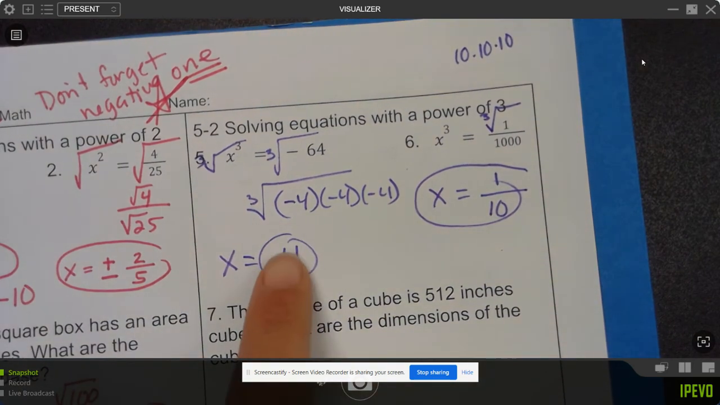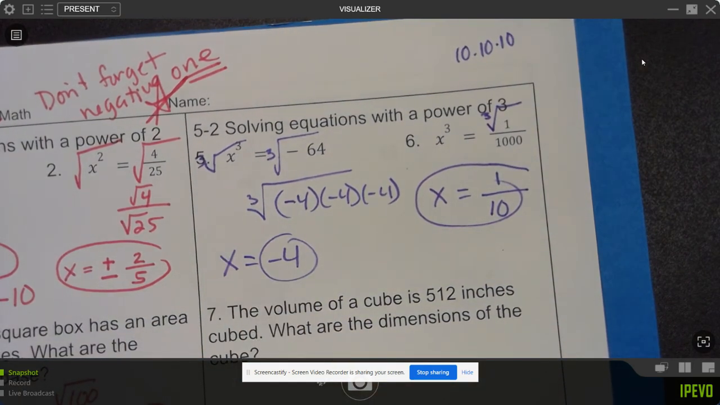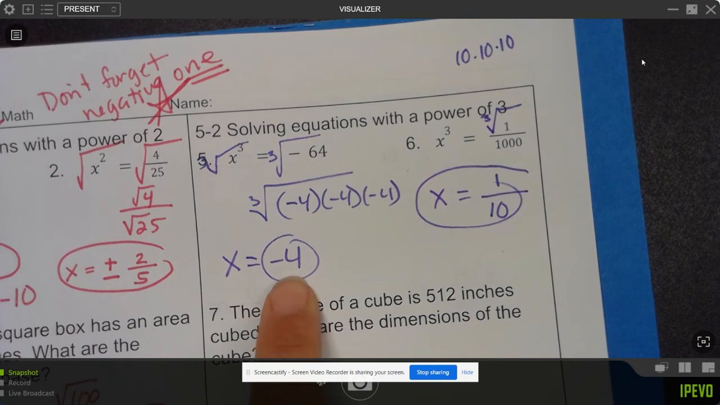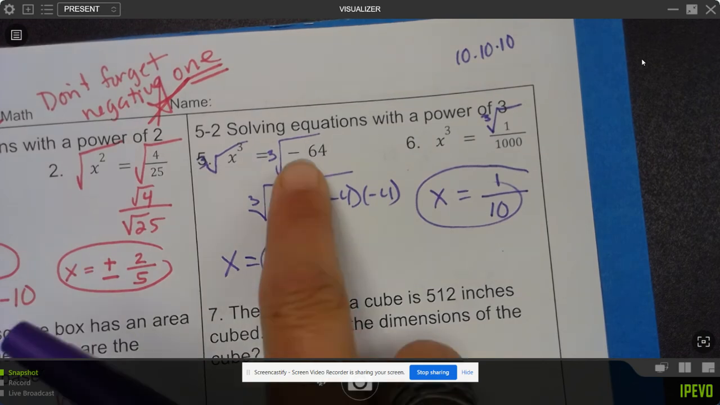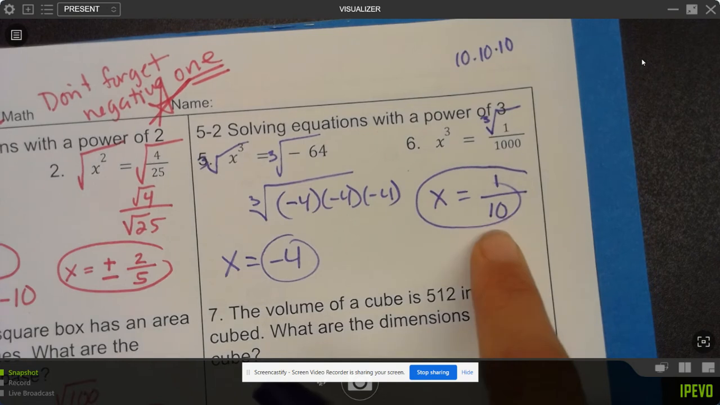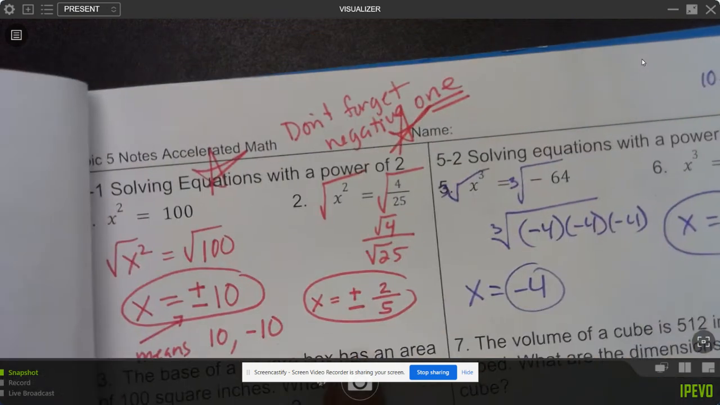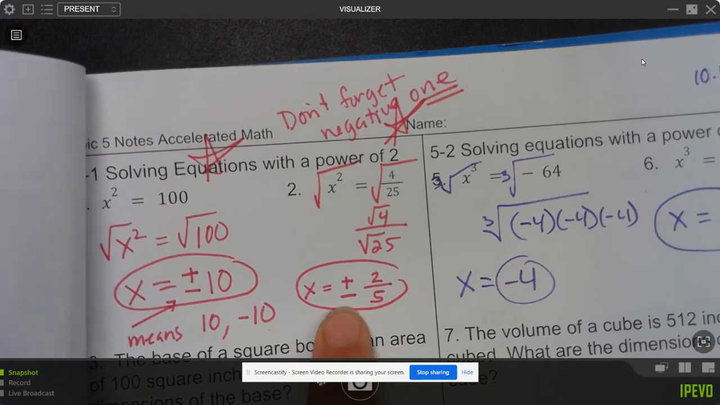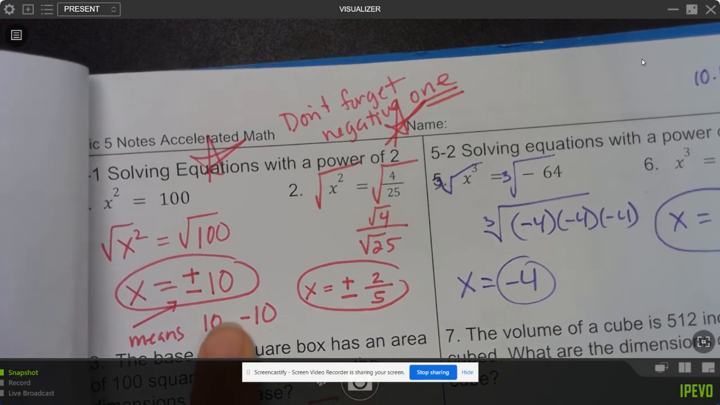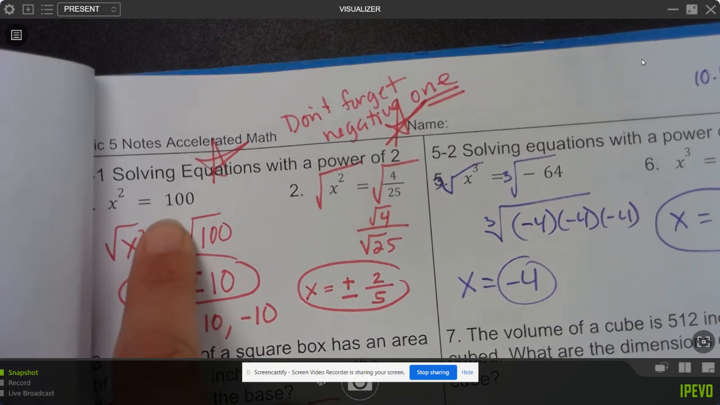So here we do not have two answers. A negative times a negative times a negative is the only number that will give you a negative. A positive times a positive times a positive will give us a positive. That was different yesterday. In yesterday's lesson, we had to put the positive or the negative answer down because there are two different things that can give you a positive.